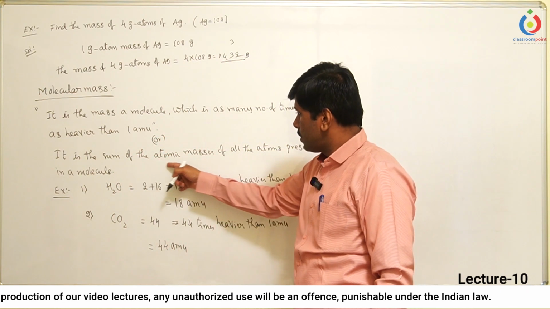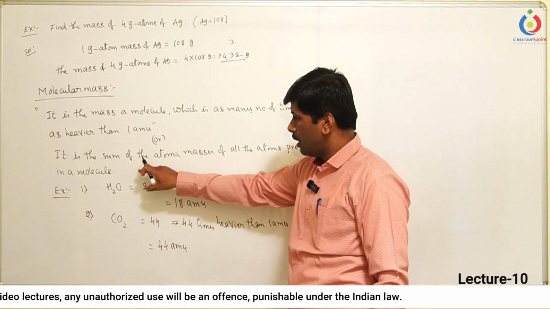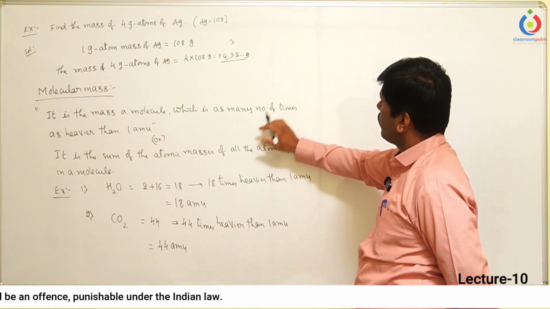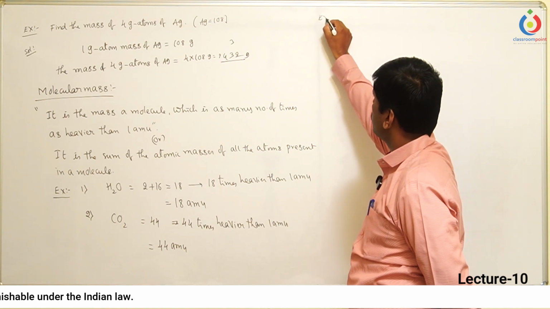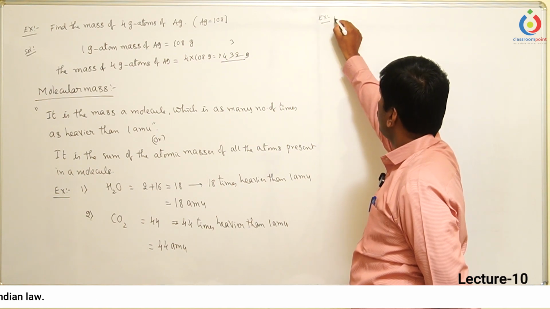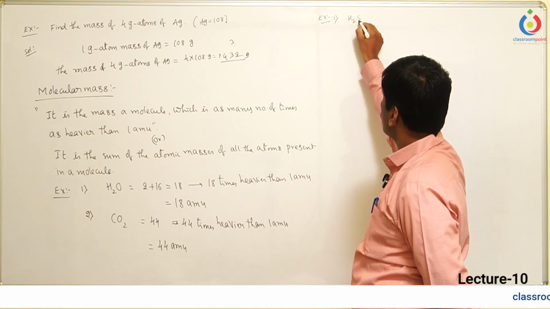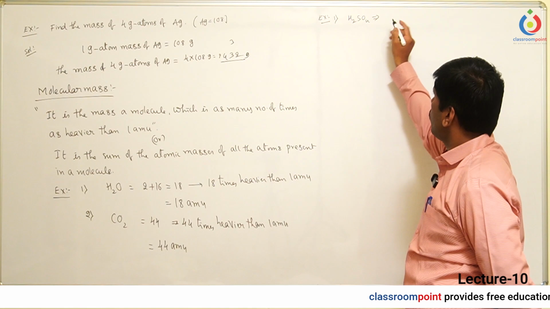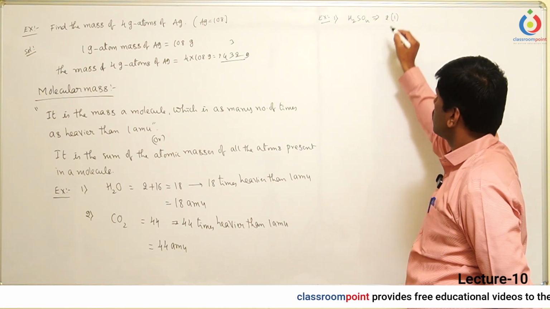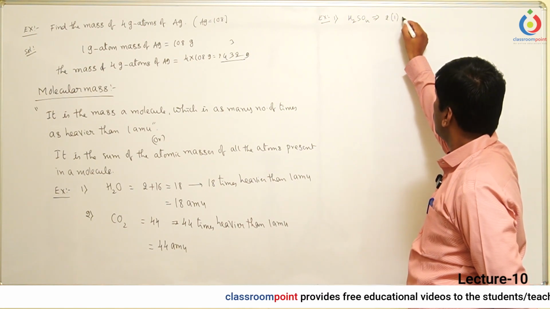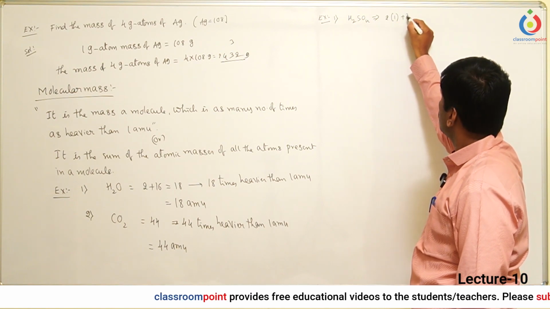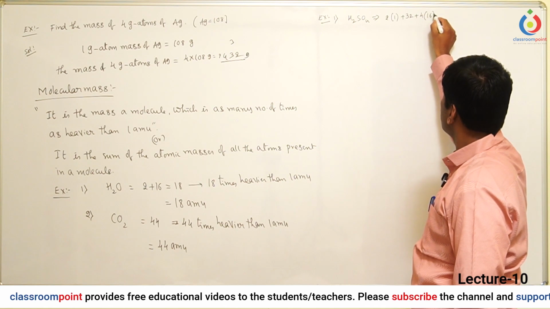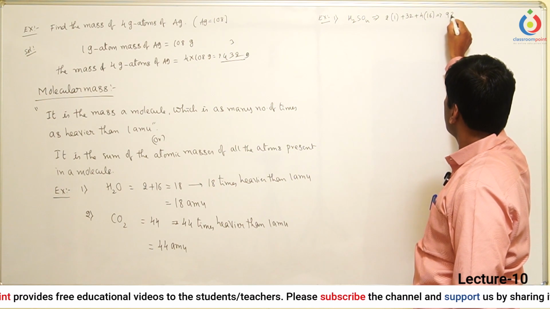Now let us try to use this particular definition. Already we have used it here. Again, let us try to use it. How to calculate the molecular mass of a molecule? Let us take some examples. If we take H2SO4, sum of the atomic masses: 2 hydrogens are there, each hydrogen mass, let us take the approximate value 1, plus sulfur 32, plus 4 oxygens, 4 into each oxygen 16. Then if you solve this, we get 98.